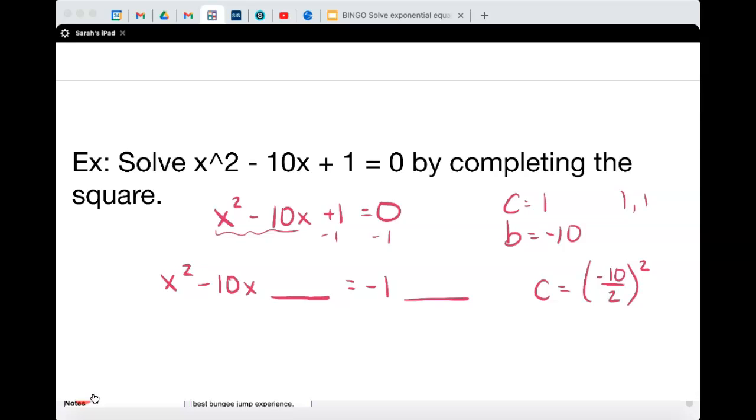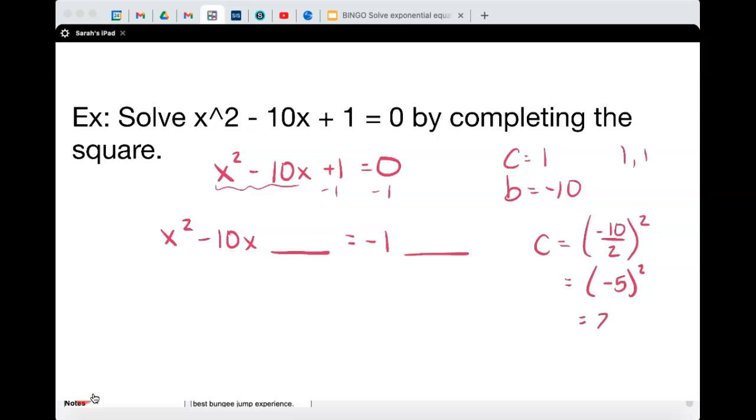Yeah. It's b over 2 squared. The b value is negative 10, so b over 2 squared. Perfect. Okay, so this simplifies to negative 5 squared, which is 25. So this number 25 is the number that's going in the blanks. So it's plus 25 on the left side, plus 25 on the right side.